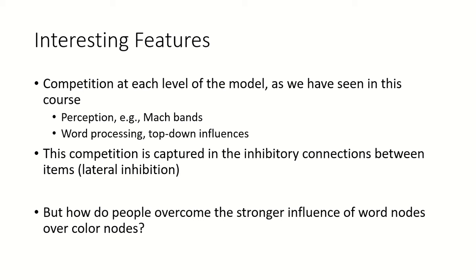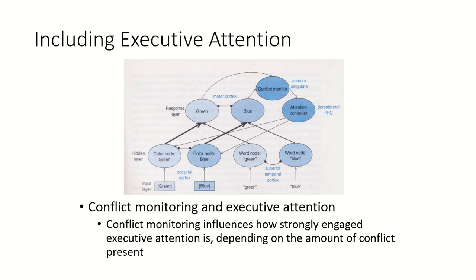But the question really is, how do people overcome the stronger influence of word nodes over color nodes, so that we're not always just reading the word, but we are actually able to slow ourselves down, inhibit reading the word, and then actually say the color of the ink? Well, for this, we're going to include executive attention in the model.